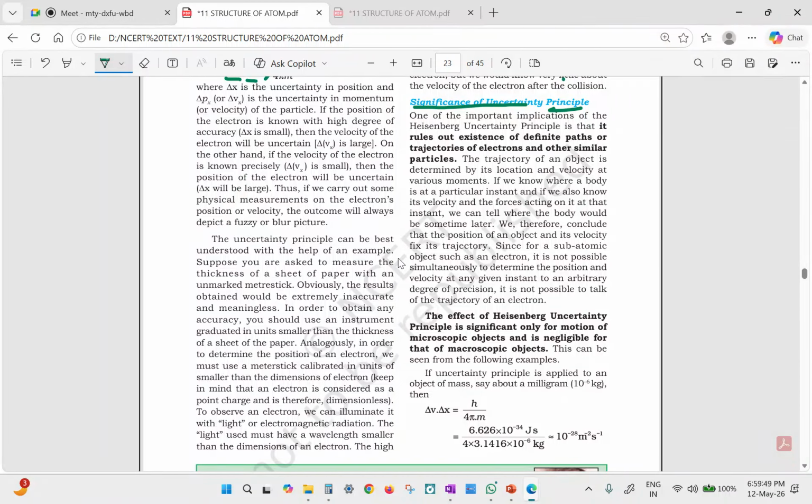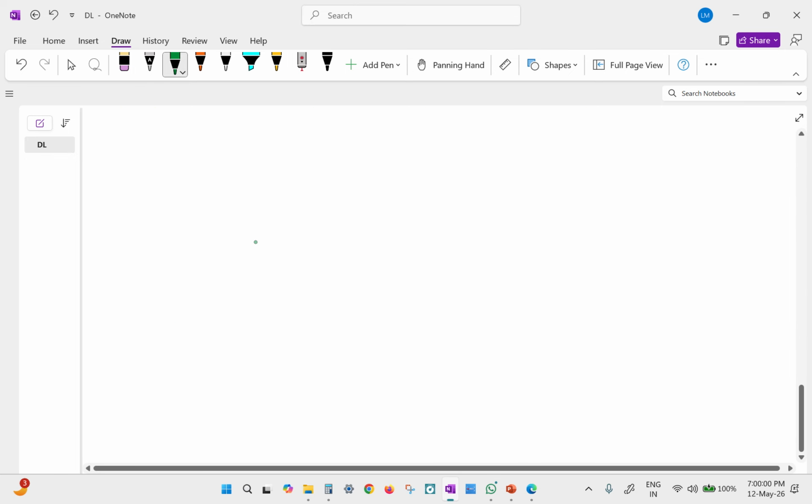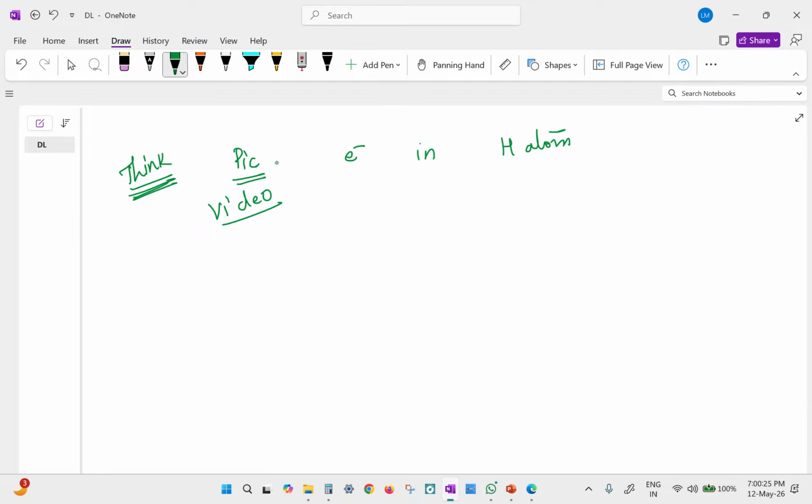We have understood the electronic configuration, correct? So where exactly is this electron? I'll tell you. I'm going to take a picture of an electron in a hydrogen atom. Definitely I can't take a video. Just now I told you that we cannot picturize, because to see something, the light should fall on the object and reflect back to me. That's not going to happen.